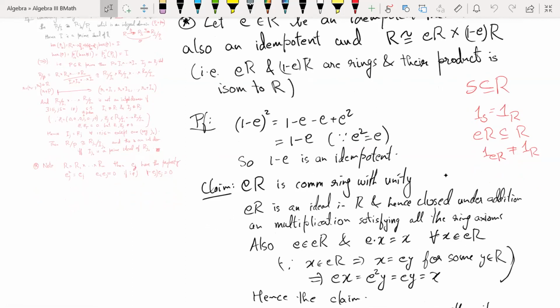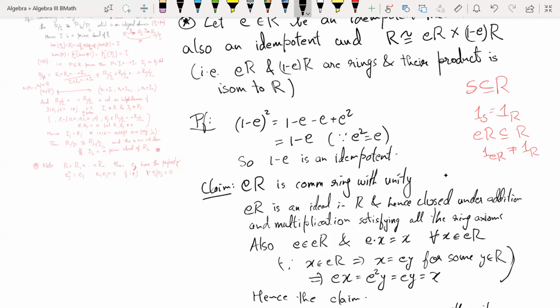So ER is an ideal. This is closed under addition and multiplication, satisfying all the ring axioms also. And so the point is, what is going to be the unity? So E itself: E belongs to ER, and E is the unity in ER.